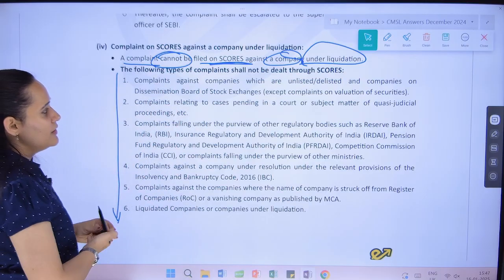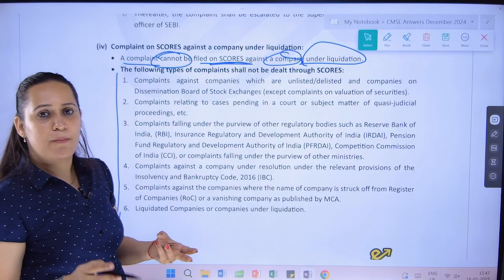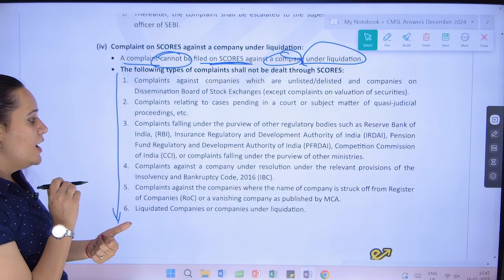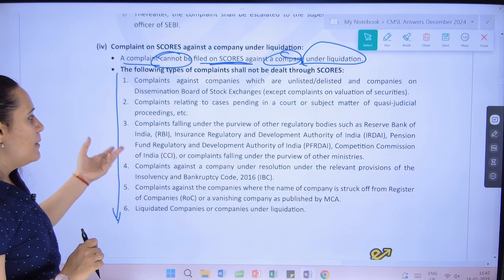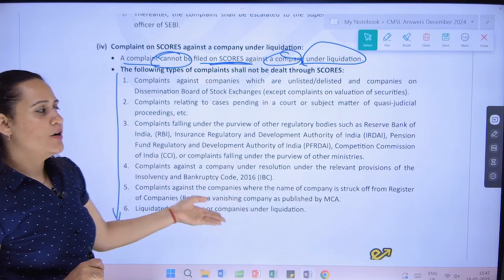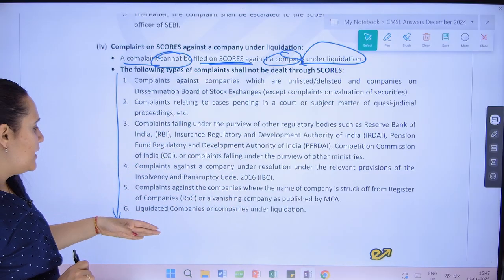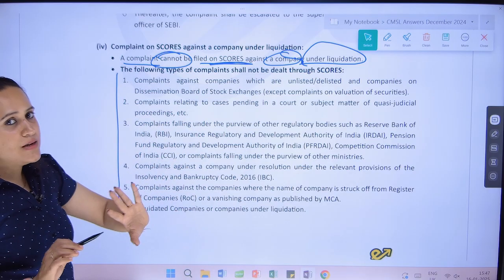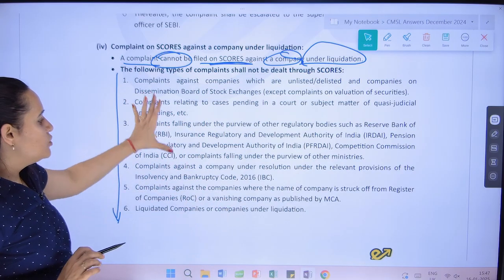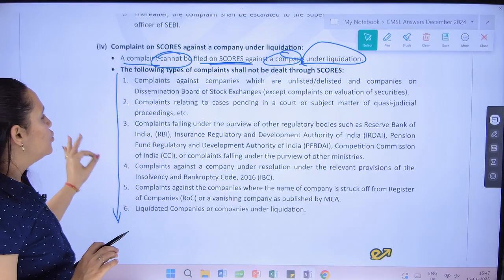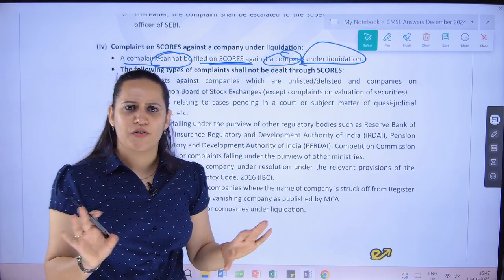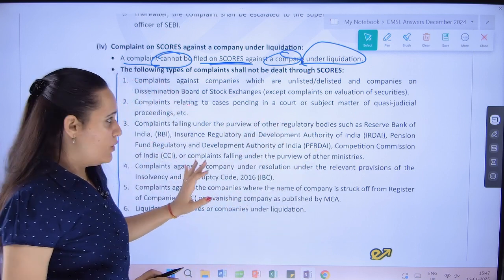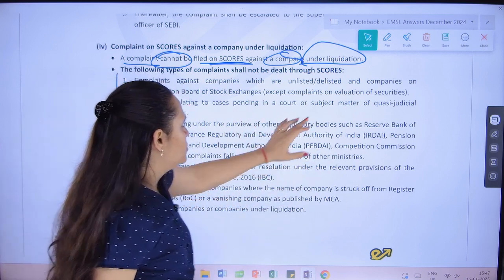So give the list: if it is an unlisted company, delisted company, struck off company, companies under liquidation, companies under IBC mechanism, or the complaint falls under any other regulatory authority like IRDA, PFRDA, CCI, right? If it is against liquidated companies, again all these companies, the complaints are not going to be accepted, so write it. So again, even under question 2A, all the questions are direct, a lot of interpretation is not required as of now to the questions that we have covered. So this was the last question.